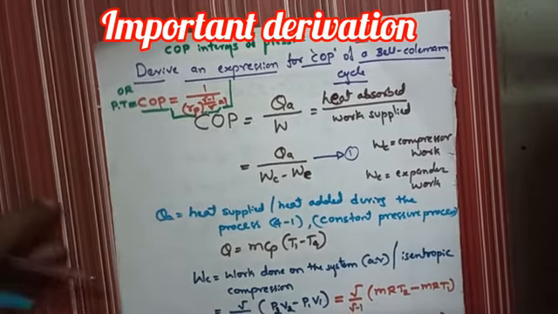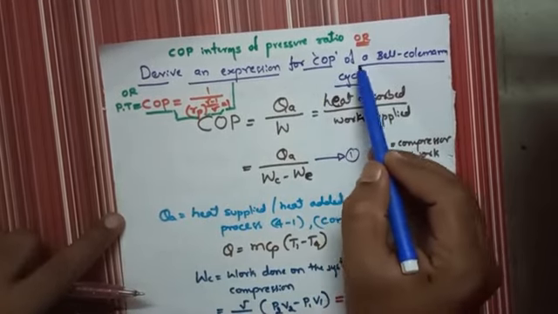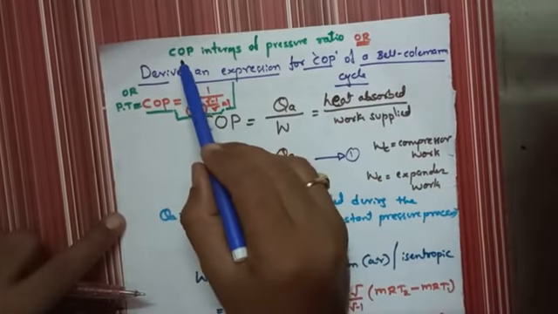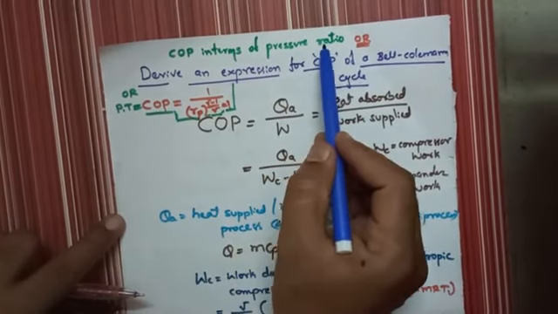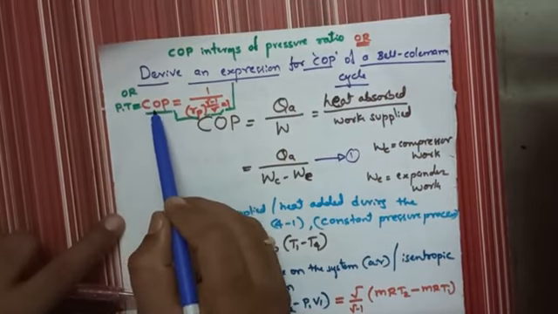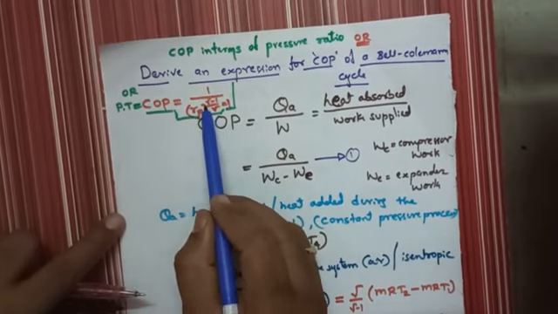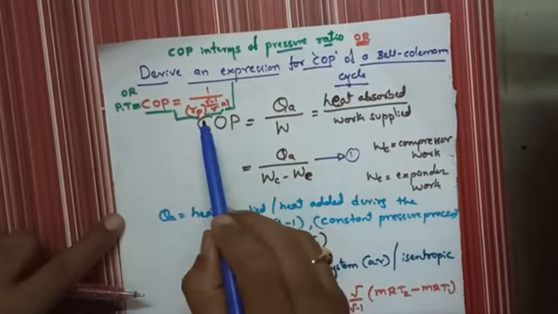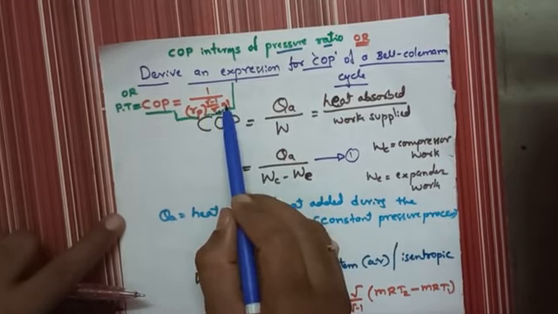Hello friends, so here we will solve the expression for COP of the Bell-Coleman cycle. The same question will be asked in different ways. Derive an expression for coefficient of performance in terms of pressure ratio, or prove that COP, coefficient of performance, is equal to 1 by Rp to the power of (gamma minus 1) by gamma, where Rp stands for pressure ratio, minus 1. This minus is not part of the power, it is outside it.